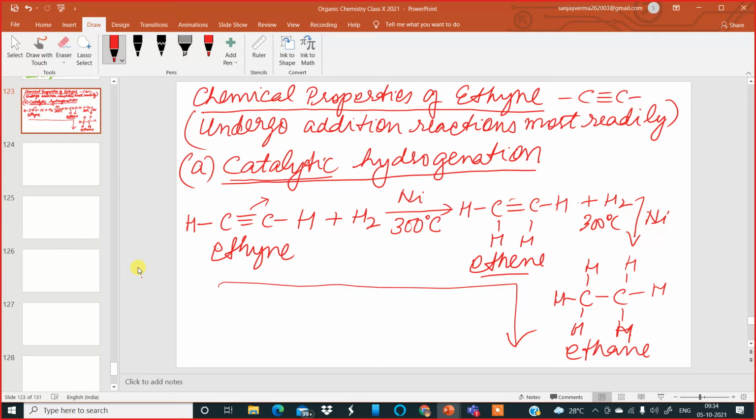This reaction is called catalytic hydrogenation. Hydrogenation of alkynes is carried out in the presence of catalyst nickel, and the temperature which is necessary, remember, is 300 degrees Celsius. That was the first chemical property of ethyne.